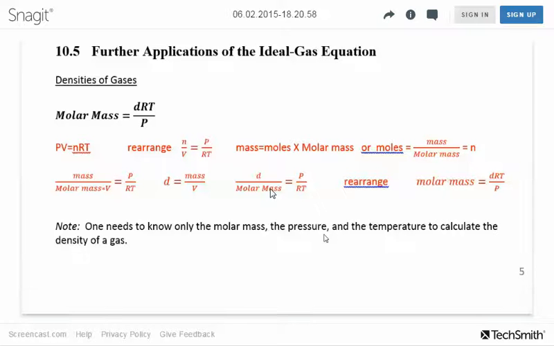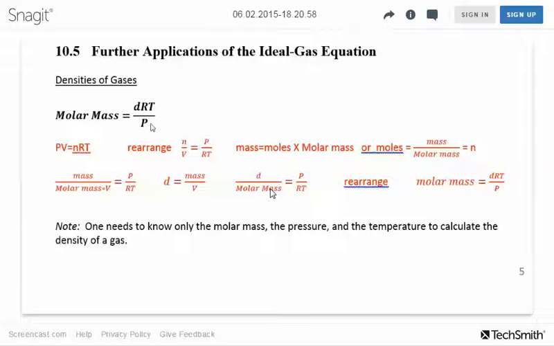Further applications of the ideal gas equation. We'll look at how density is related to molar mass. We're going to use this equation here: molar mass is density times R times T over P. And I'm going to derive it for you.